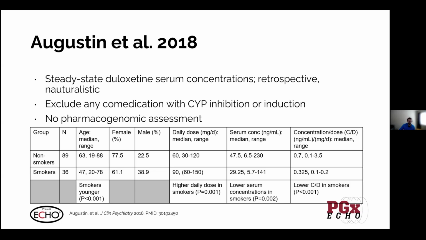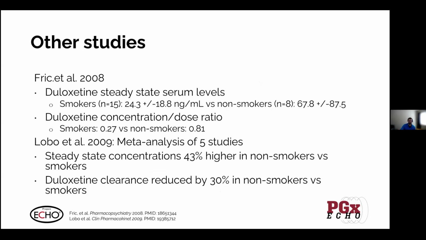But I think even more meaningful is that when they accounted for the serum concentrations in addition to what the patients were taking, there was an even bigger effect. When we look at the concentration to dose ratio, those in the smoker group had about half the total concentration to dose ratio, which was statistically significant. Again, this supports the idea that smoking status is increasing metabolism of duloxetine, but it is not a clear assessment of how CYP1A2 is actually playing a role in that relationship.